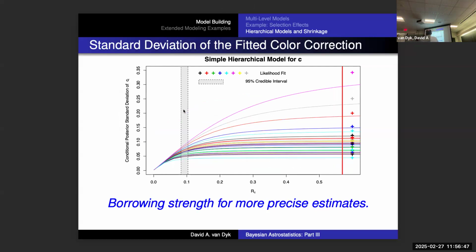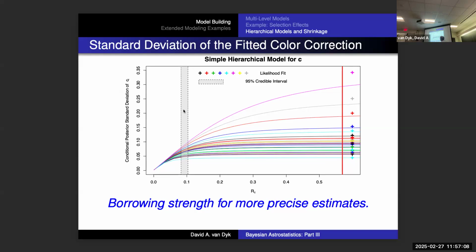In this extreme case, if all of the supernovas had the same color correction, and you knew that, then you just take all the data and do a single analysis. You have a much bigger data set. It looks like the standard error is 0, but it's not. It's just that you have a much bigger data set.